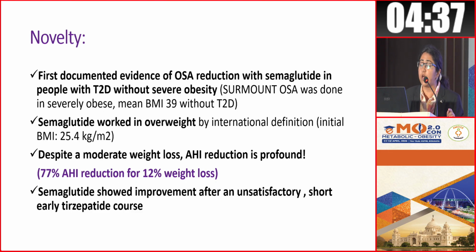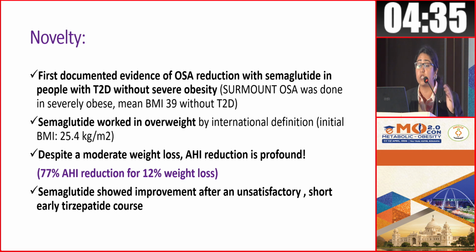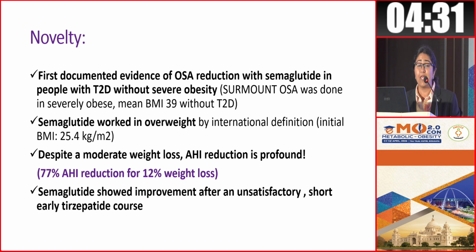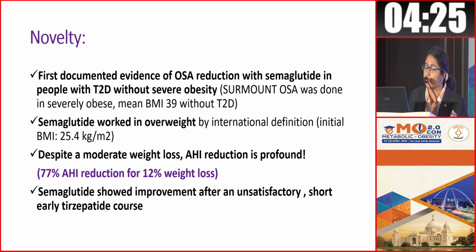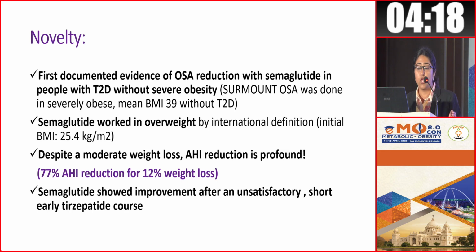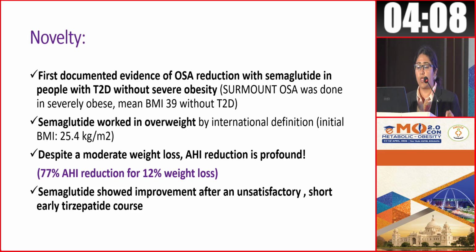Just to recall, the SURMOUNT-OSA trial, which was done with tirzepatide, was done for moderate to severe OSA in severely obese patients with a mean BMI of 39 without type 2 diabetes. In our case, the patient is only overweight. He had a BMI of 25.4. He was overweight by international definition, obese only by the Indian definition. And it was done in a patient with type 2 diabetes with severe OSA.